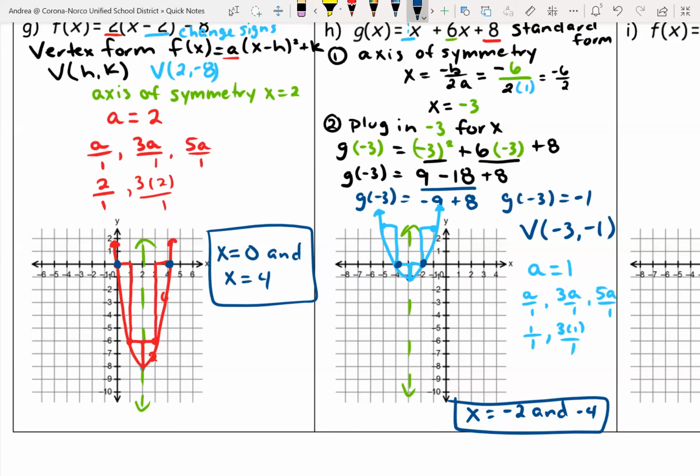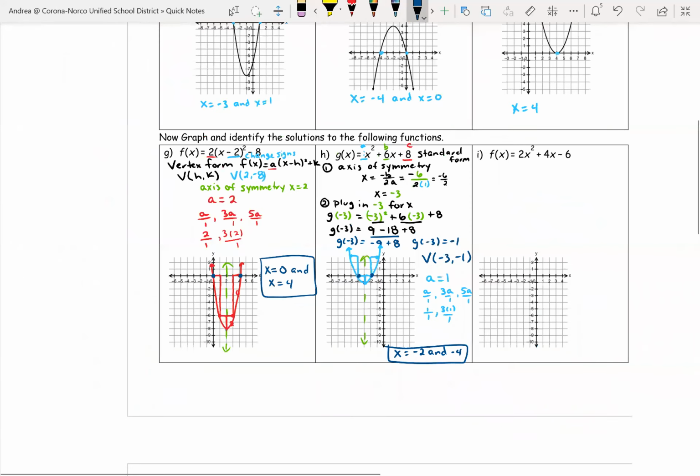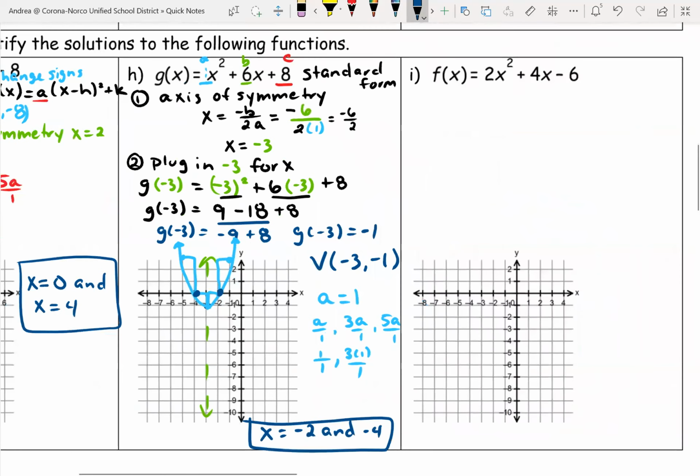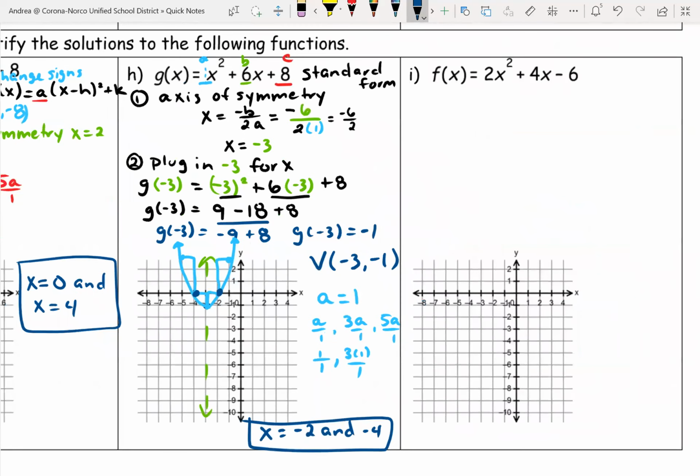Okay, any questions? Okay, so you guys are going to do I now. It's in standard form as well, so use those same steps from H.